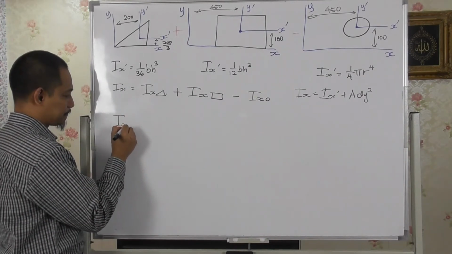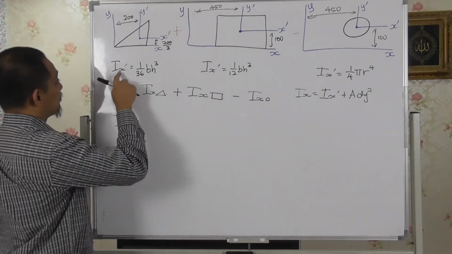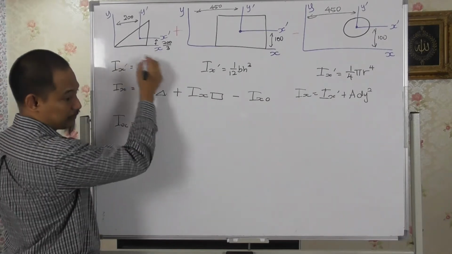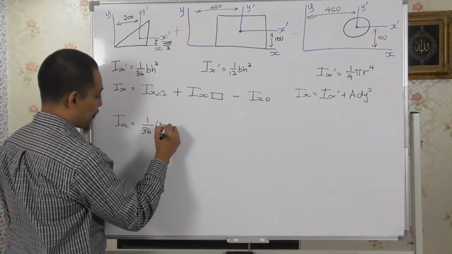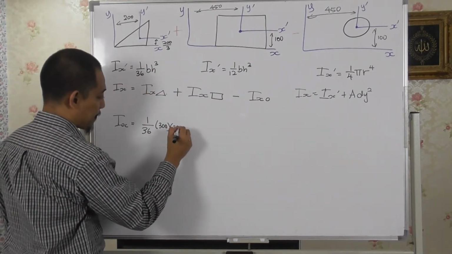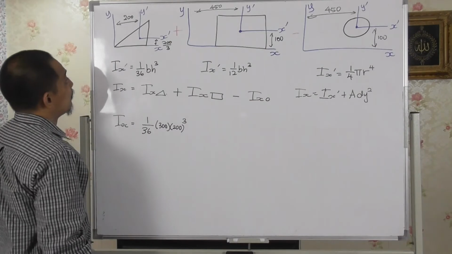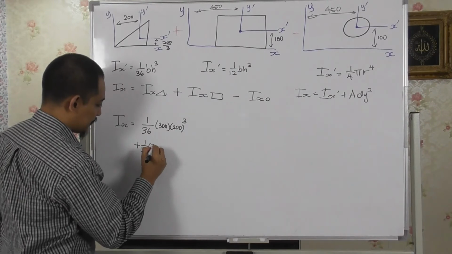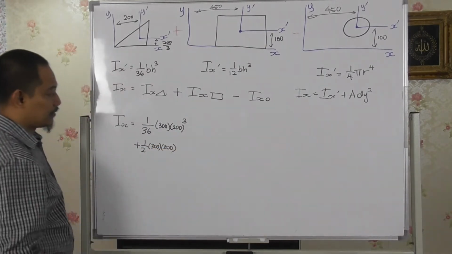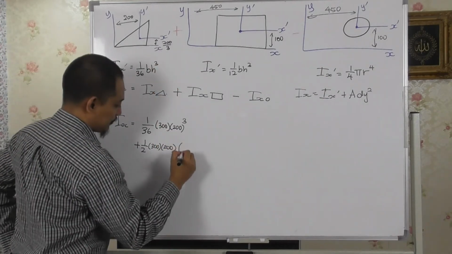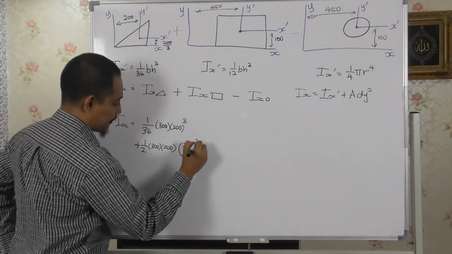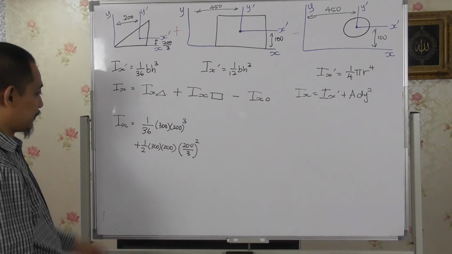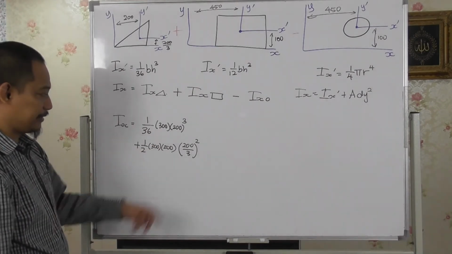For the first shape, Ix prime is 1 over 36 b h cubed. B is 300, h is 200, cubed. And then plus A dy squared. So the area A is half times 300 times 200, and then dy is 200 over 3, squared. So that is Ix prime plus A dy squared.